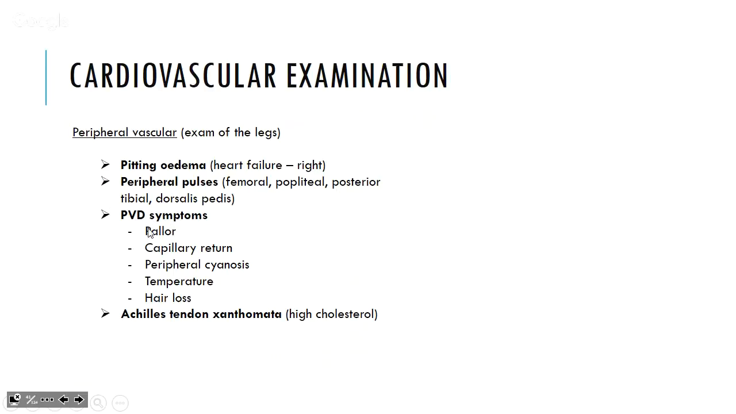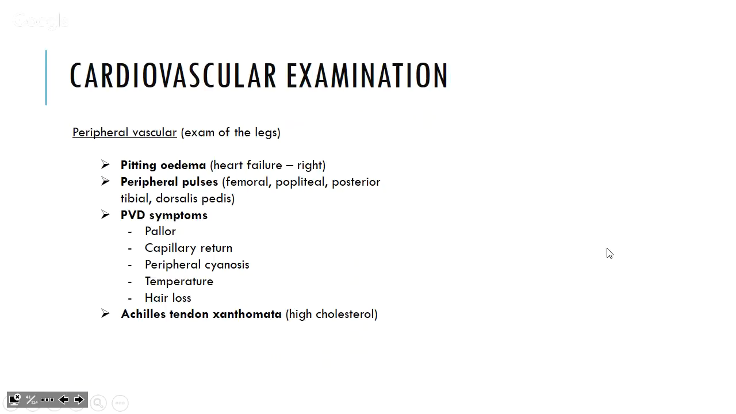And then checking for peripheral vascular symptoms. So I don't know, you just have to memorize it. So pallor, capillary return, peripheral cyanosis, temperature, hair loss. It's just symptoms you get if you don't have enough blood going to your feet or to your legs. And then Achilles tendon xanthomata for high cholesterol.